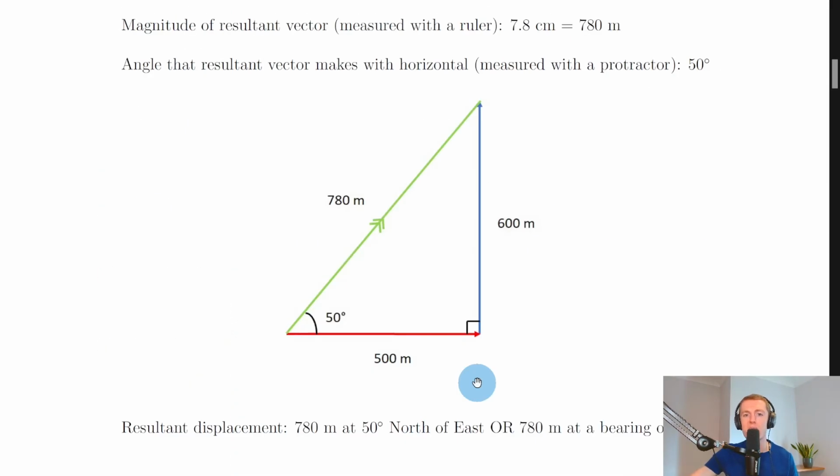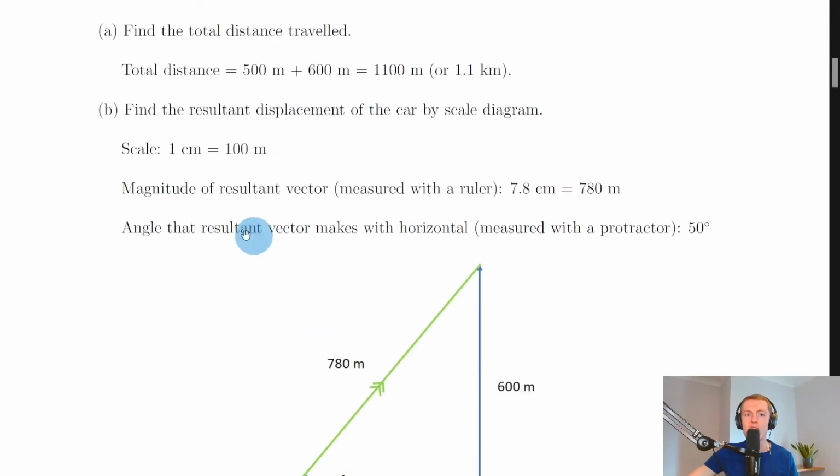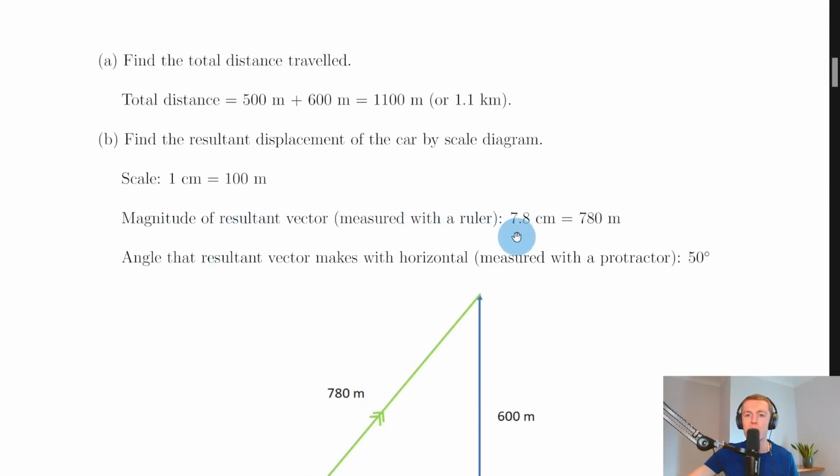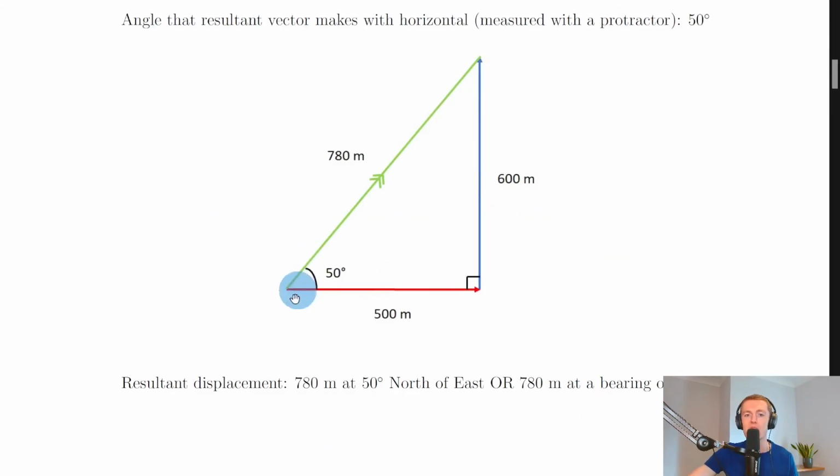So in order to get the magnitude of the resultant vector, we simply just need to take a ruler and measure the distance from the starting to the finishing point along this resultant vector. So in this case, the magnitude measured with a ruler was found to be 7.8 centimeters, which if we use our scale, is going to be the same as timesing that by 100 to get it into meters. So I get 780 meters. So that's going to be my magnitude of the resultant displacement.